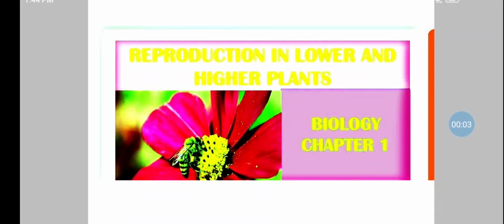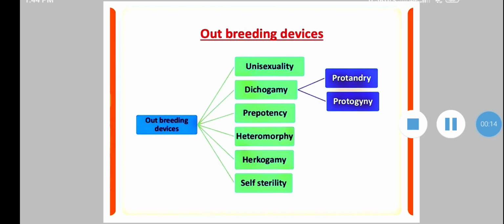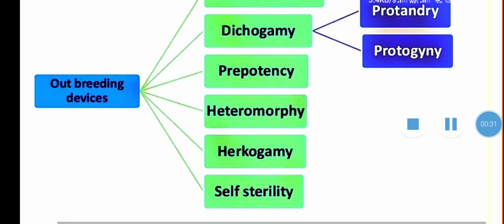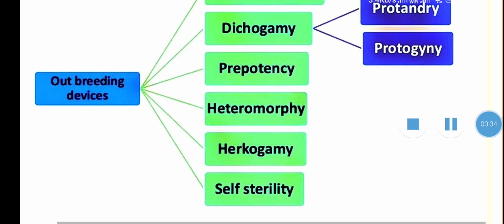Hello students, we are going to start with lecture 2 of lesson number 1, that is reproduction in lower and higher plants. The last topic we studied was different types of pollination. Now we are going to start with outbreeding devices. Here is a chart which shows different types of outbreeding devices: unisexuality, dichogamy, prepotency, heteromorphy, hercogamy, self-sterility.